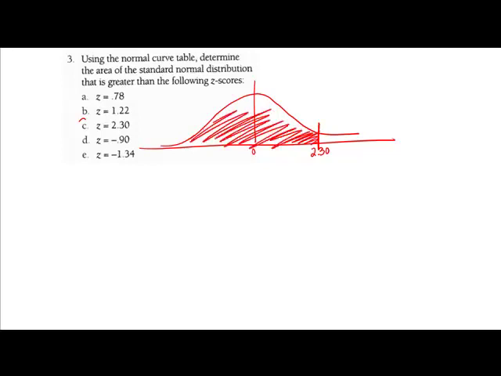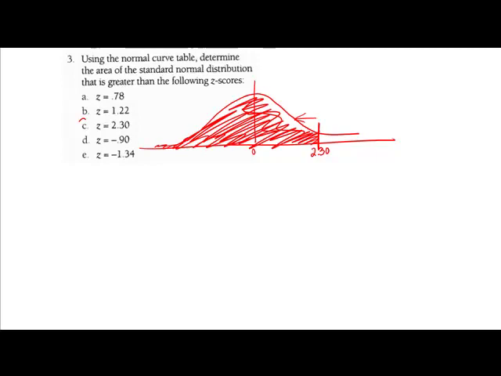Using the normal curve table, determine the area of the standard normal distribution that is greater than the following z-scores. So we're going to be given a z-score, and it wants the area that is greater than. I'm going to start with C, 2.30. Now the way that our z-table works is it's the area less than z, so it's coming back all the way to the end of the curve.